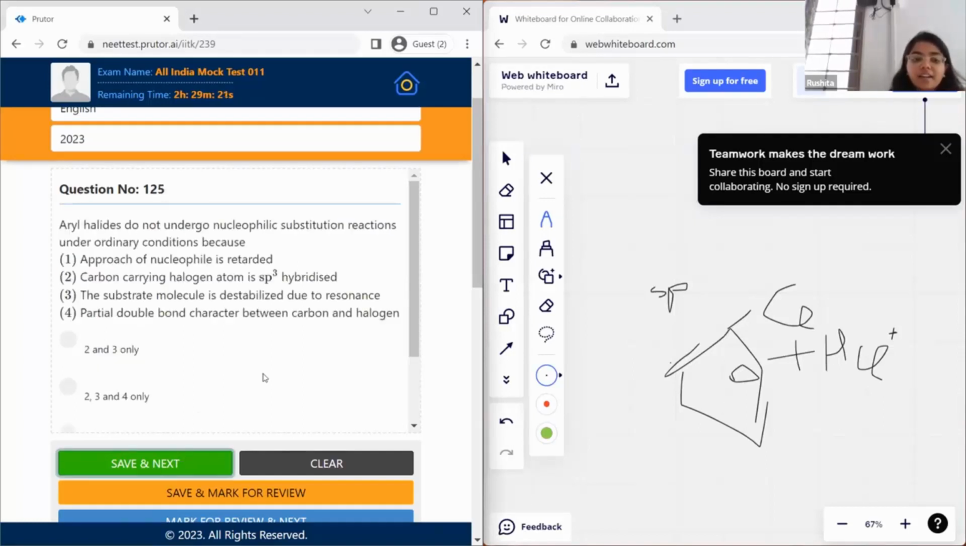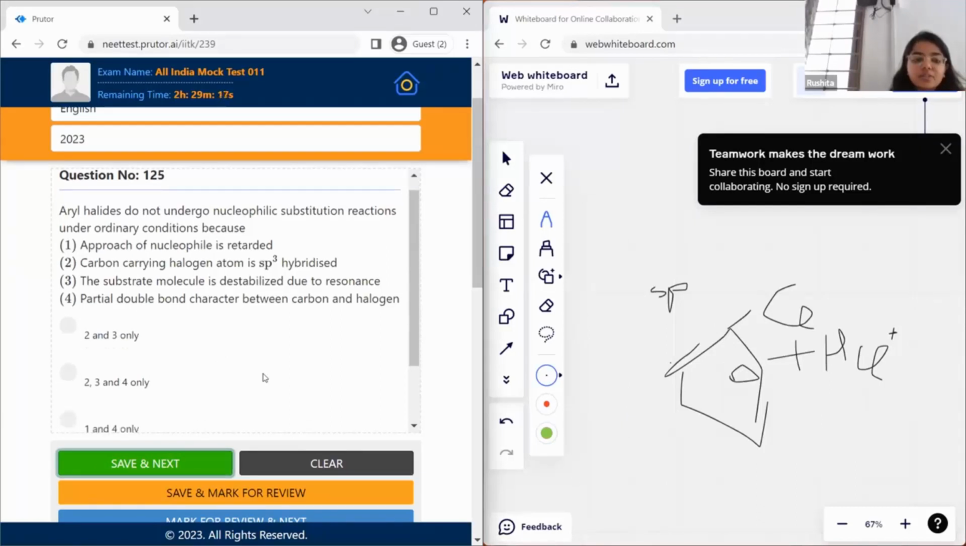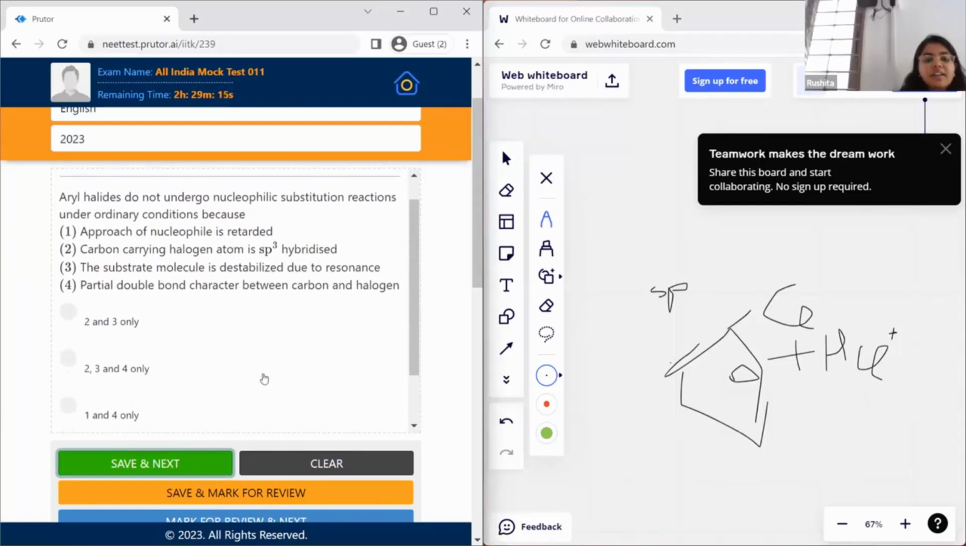Aryl halides do not undergo nucleophilic substitution reaction. Why do they not undergo it? So this is the aryl halide here. Aryl halide is nothing but a structure where there is a ring structure with a halide, fluorine, chlorine, or bromine, attached to it. This is an aryl halide.